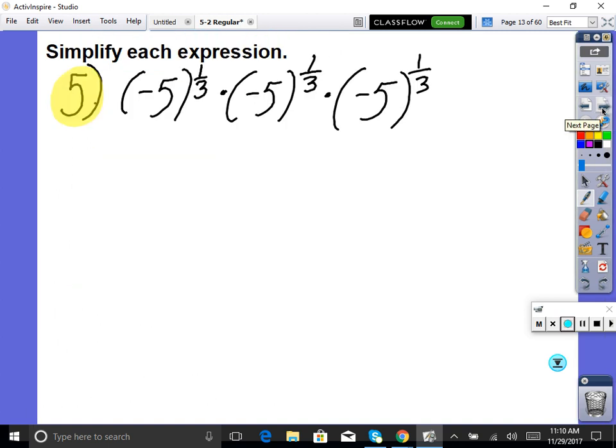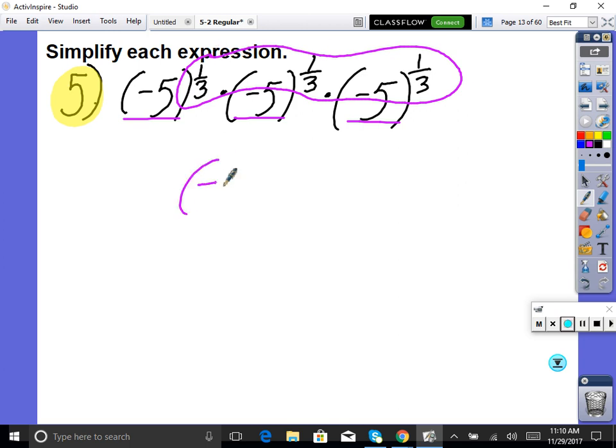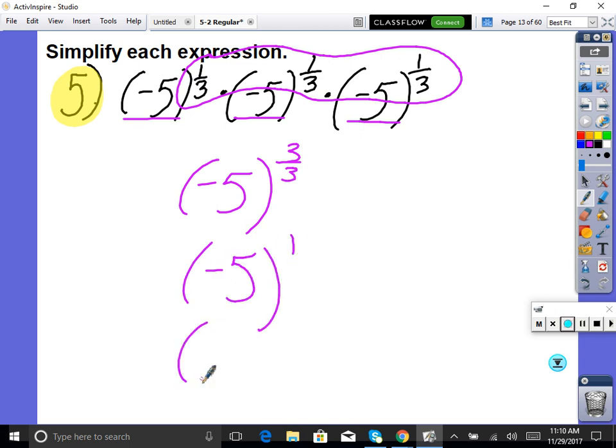Look at number 5. This is the easy way of this one, in my opinion. Same base, same base, same base. True? When you multiply the same base, you add your exponents. A third plus a third plus a third is 3/3, so we have -5 to the 1, which is -5. Same base, I just use properties of exponents, if it's the same base, that is.